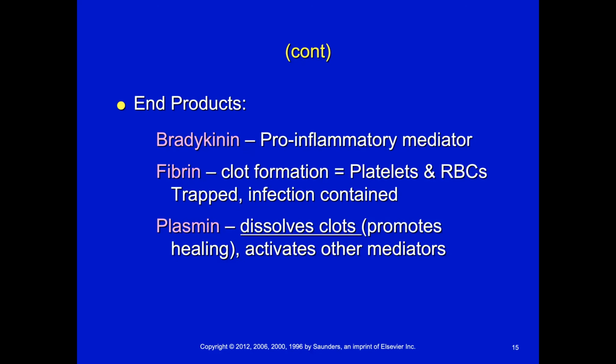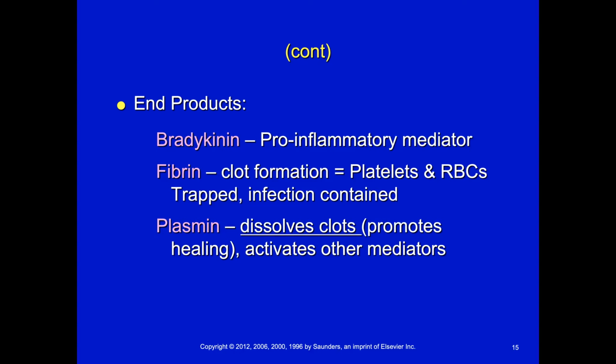So the Hageman factor also has other end products. We know about the bradykinin. In terms of the clotting role, it helps create the fibrin, which is what binds the platelets and red blood cells together, and also helps create that clot, which will contain the infection and keep the pathogens from getting into the blood vessels.